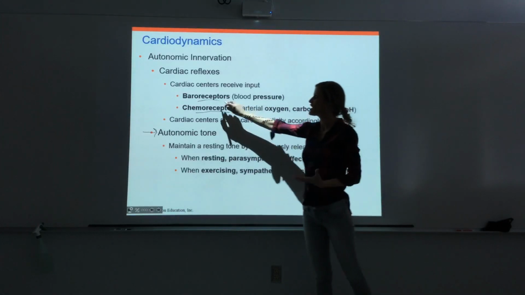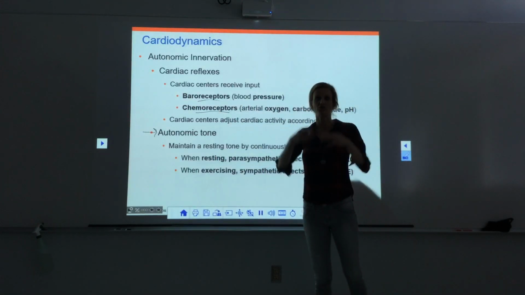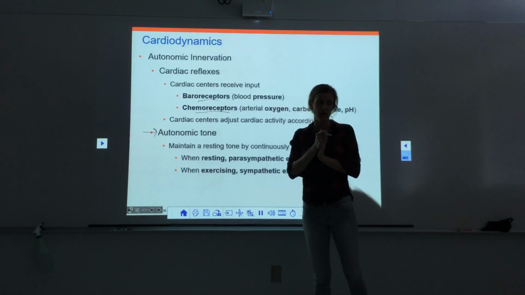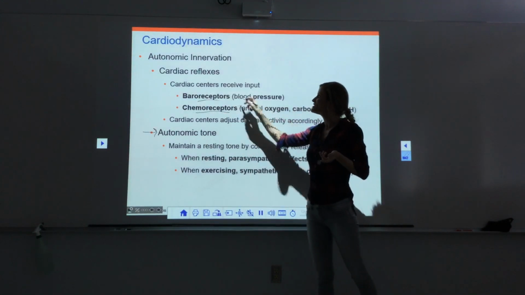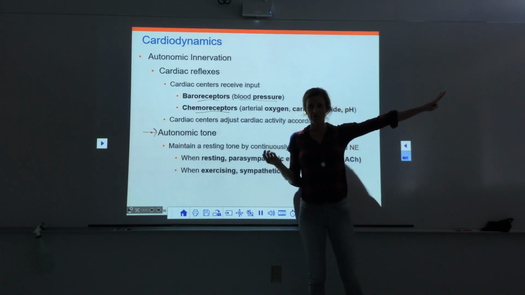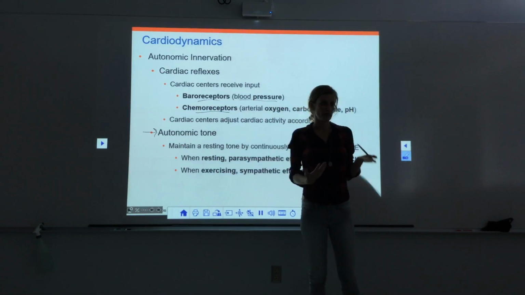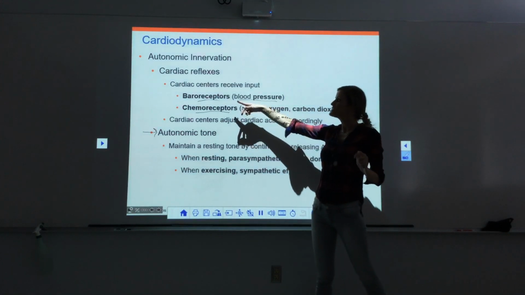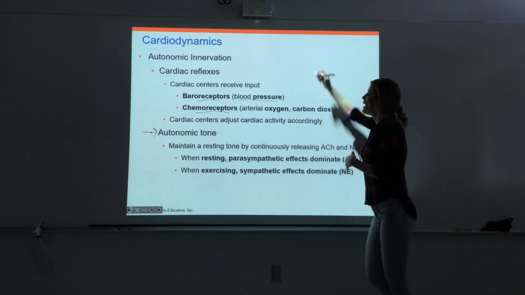Okay, so this whole thing starts at these receptors that monitor our blood pressure and monitor the chemical concentrations in our blood. So for example, baroreceptors monitor blood pressure, like a barometer measures the pressure of the air, right? Baro is referring to pressure. So the baroreceptors monitor our blood pressure.